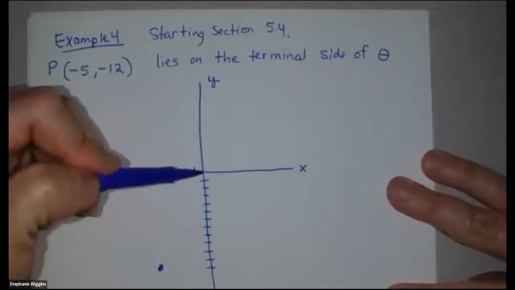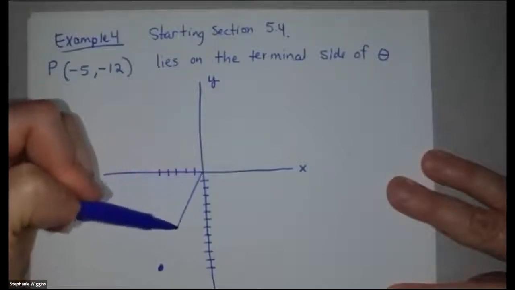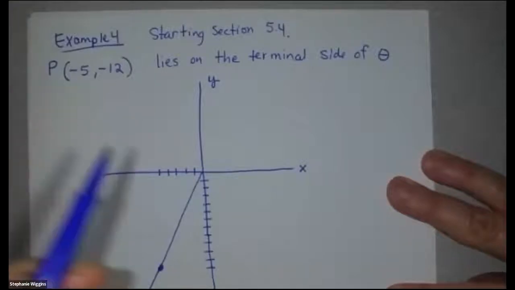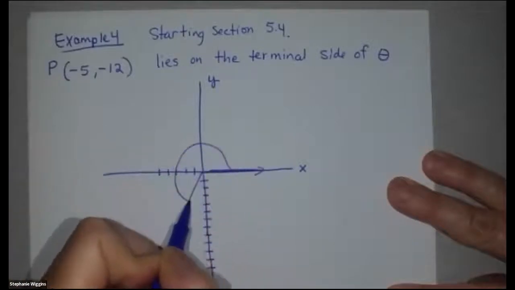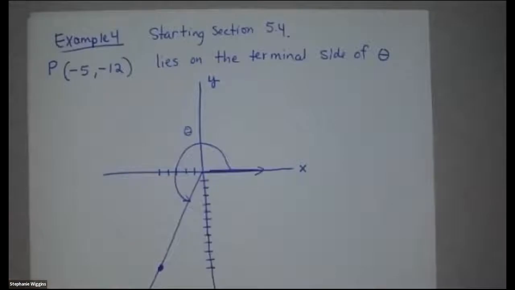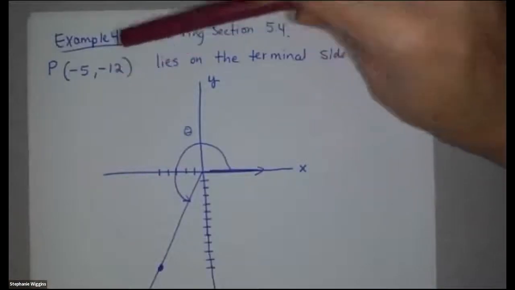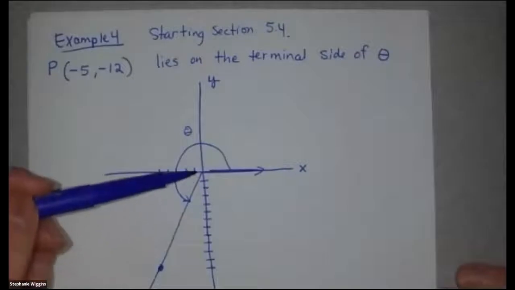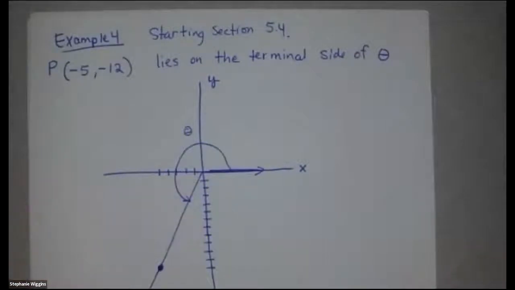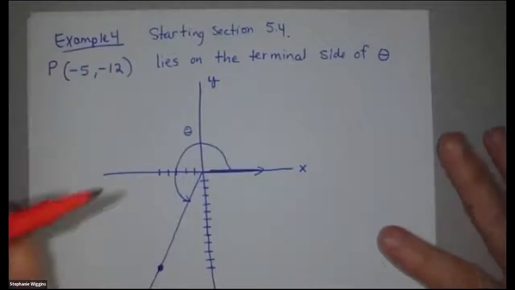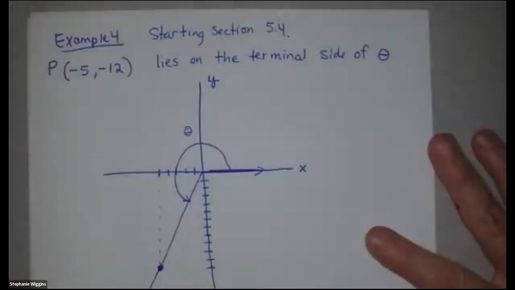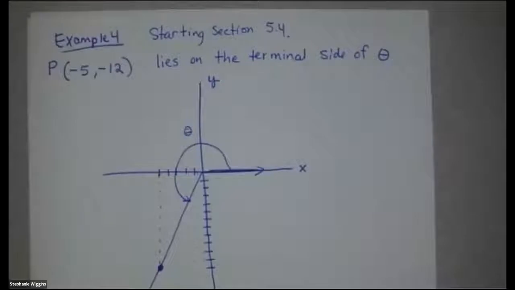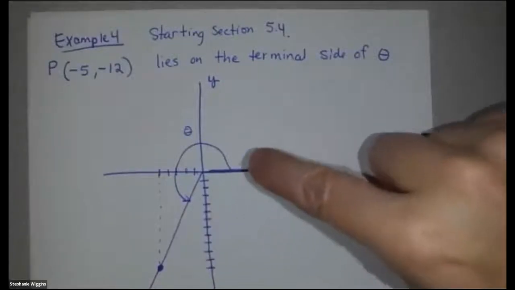Okay. And so I can form a triangle. So here's the terminal side. Here's the initial side of our angle. And so this is our angle here, theta. The point lies on the terminal side of theta. So here's the terminal side, there's our point, okay? Now, there's a reference angle that goes with that. And so we have a triangle here. And we want to calculate the trig functions for this triangle.